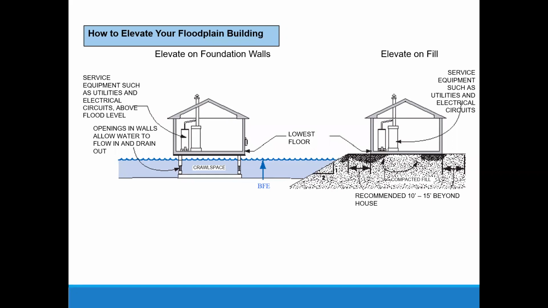And then over on the right side, we have fill. So it's just a slab on grade, but it's above the base flood elevation on our compacted engineered fill. And we have that service equipment also elevated. It's on the lowest floor, which is above the base flood elevation. And again, if we want to get out of the floodplain on this particular building, then we take it out with a LOMR-F for either the structure or the fill pad.